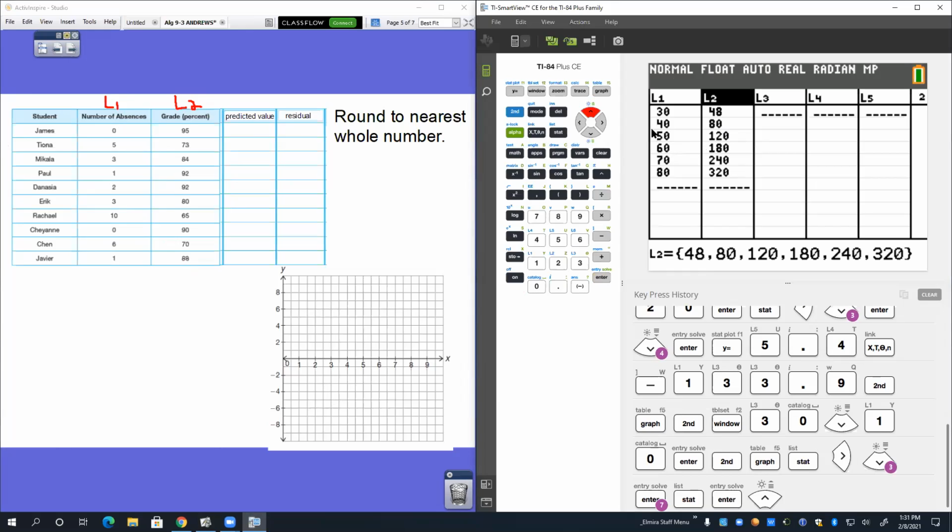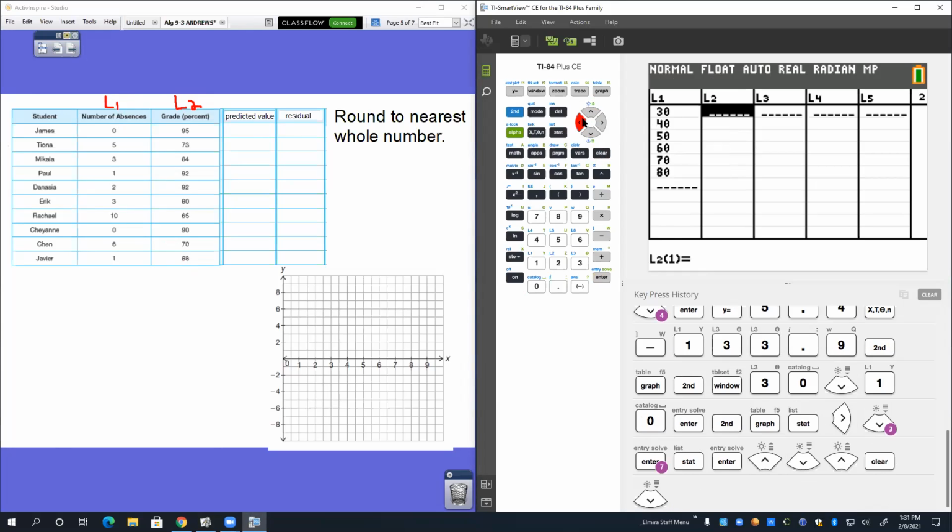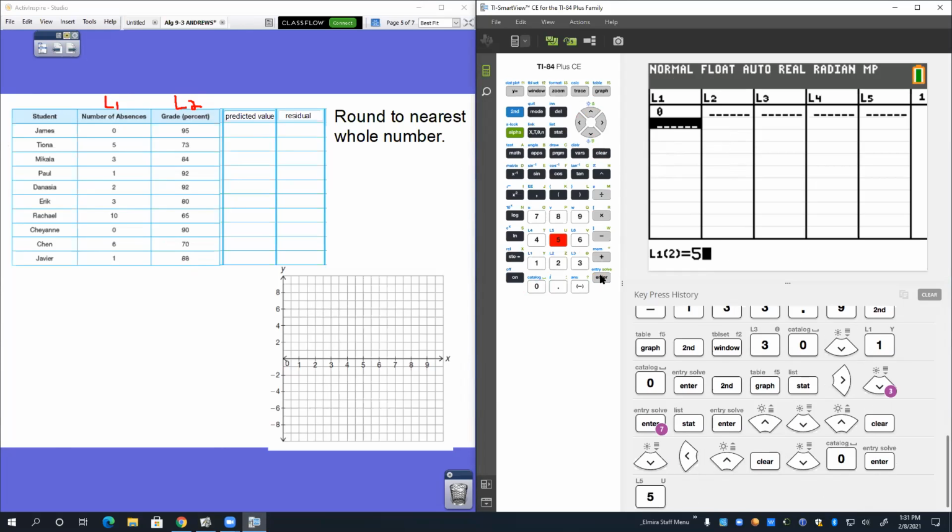Remember, you can clear your L1 and L2 if you go up to where the titles are, hit clear, and then the down arrow. It clears out that whole column. So go up to the title, hit clear, and then hit the down arrow. So let's go ahead and type in that data.